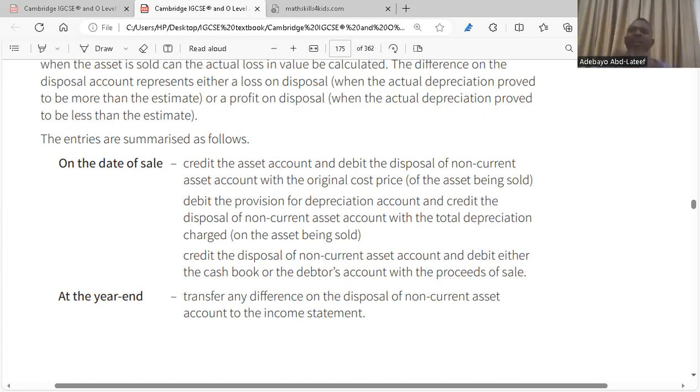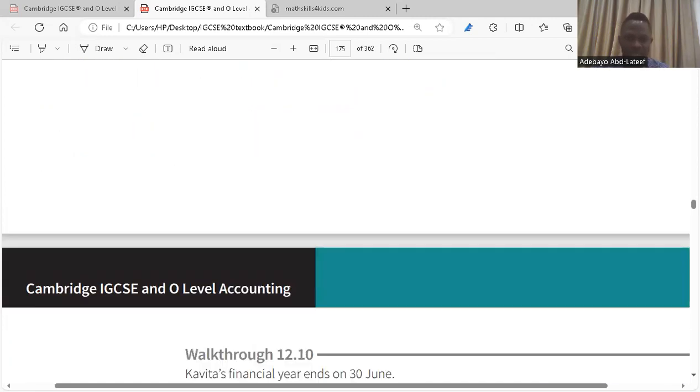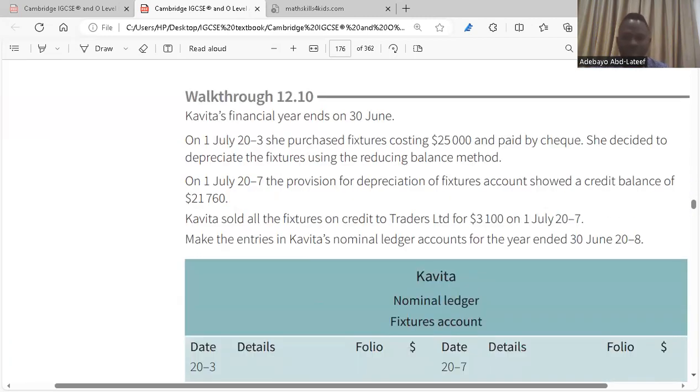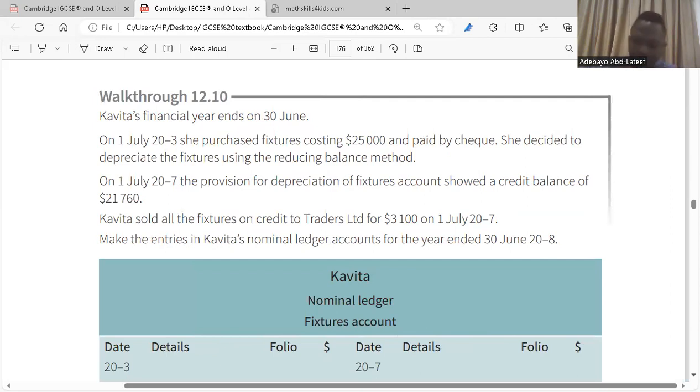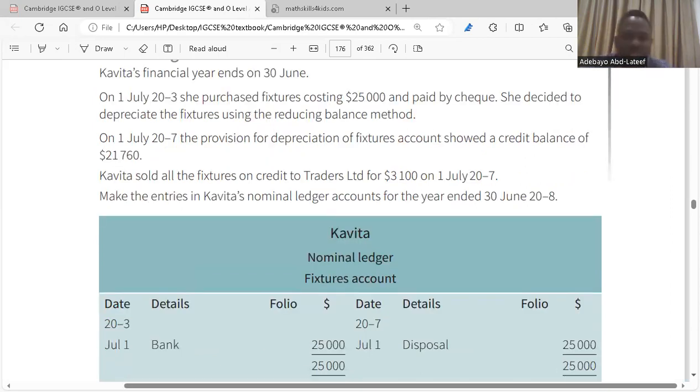We do an example. I think we have an example at the end. Okay, let me use this to explain to you. On July 1, 2023, she purchased a fixture costing 25,000 and paid by check. She decided to depreciate the fixture using the reducing balance method. The provision for depreciation of fixtures account showed a credit balance of 21,760.